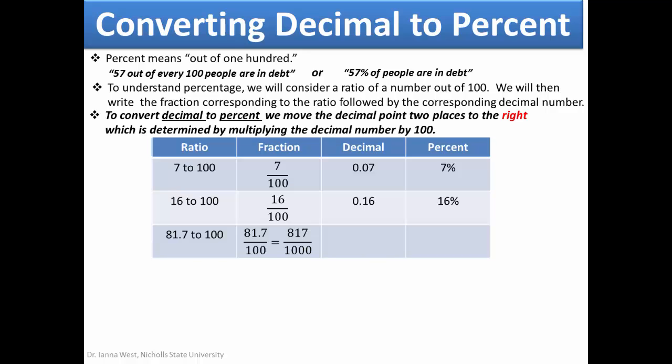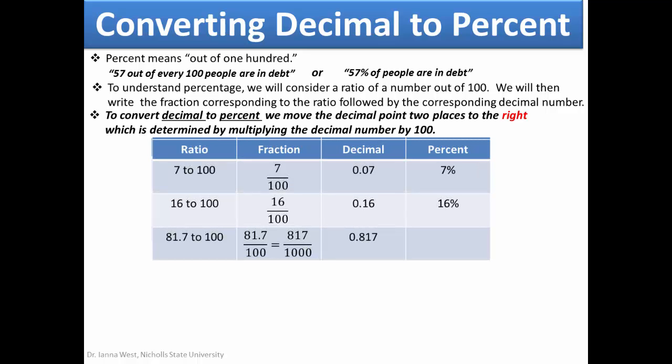We can write this as the equivalent decimal 817 thousandths, which is 0.817. In order to write this number as a percent, we would multiply 0.817 by 100, or simply move the decimal point 2 places to the right, giving us 81.7%.